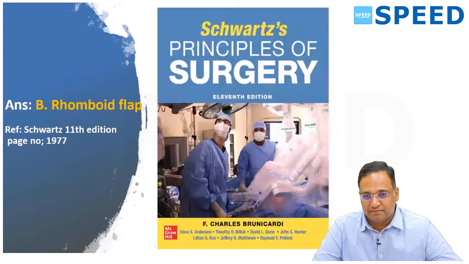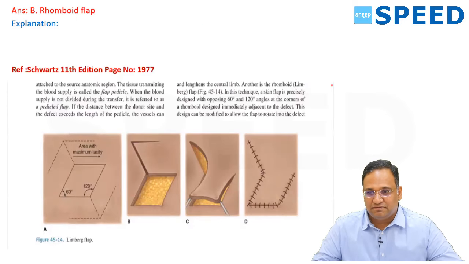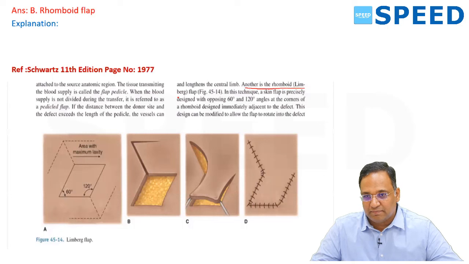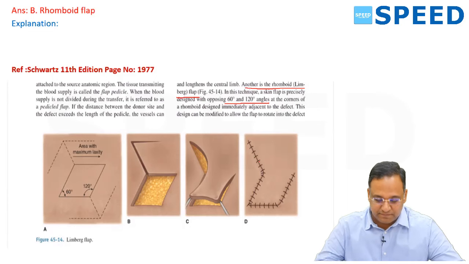Answer is rhomboid flap. So, Limberg flap is a rhomboid flap. In this technique, the skin flap is precisely designed with opposing 60 and 120 degree angles at the corners of the rhomboid design immediately adjacent to the defect. So, you can see the shape.